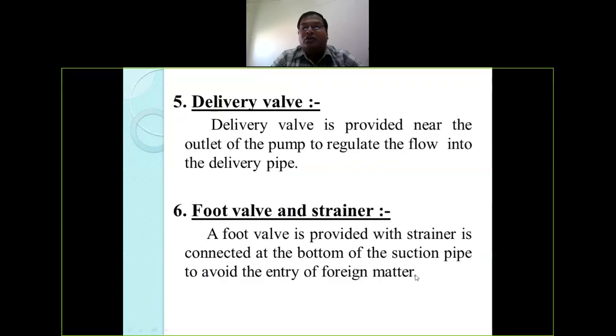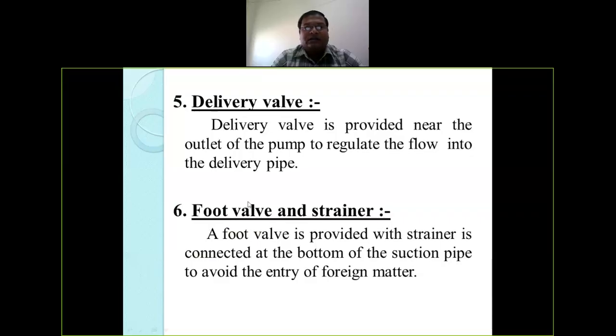And the sixth one is foot valve and strainer. A foot valve is provided with a strainer, connected at the bottom of the suction pipe. This figure I have already shown you. It is connected at the bottom of the suction pipe, just for which purpose? To avoid the entry of foreign matter. So we have discussed various components of the centrifugal pump, starting from impeller, casing. There are types of the casing, types of the impellers. Then suction pipe, delivery valve, foot valve, strainers. So these all are nothing but components of the centrifugal pump.